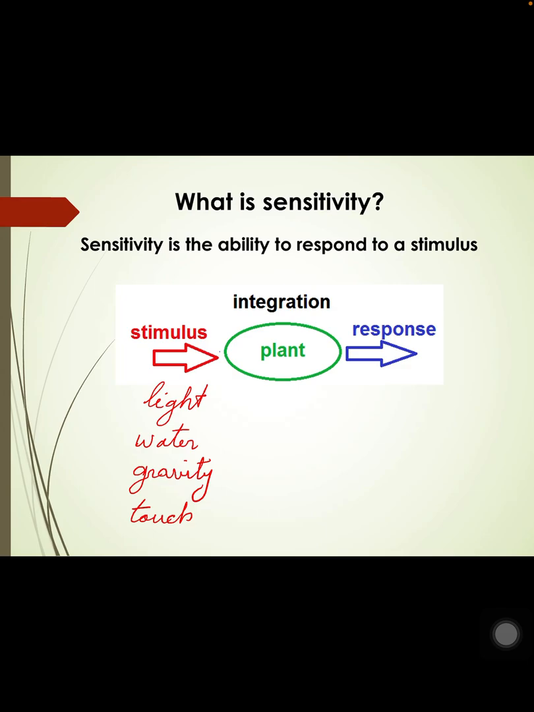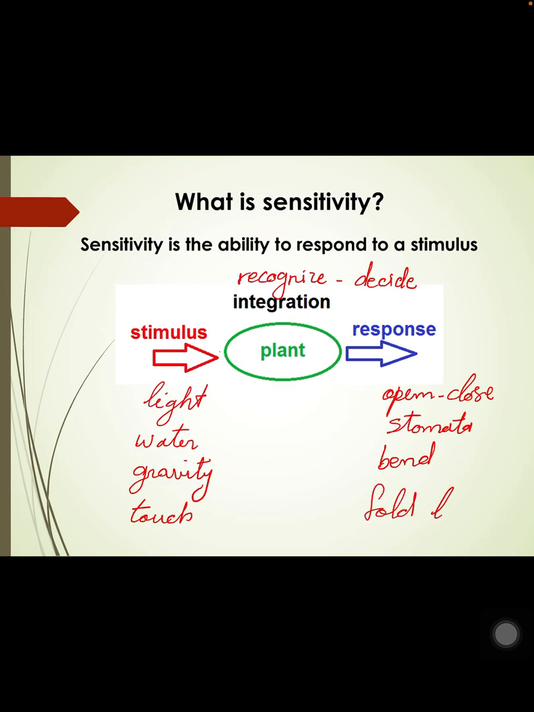The plant receives a stimulus, recognizes it, and decides what to do, what to give in return, what response they have to show. And this response can be to open or close stomata, can be to bend towards or away the stimulus, can be to fold their leaflets and show sleep or touch movement.